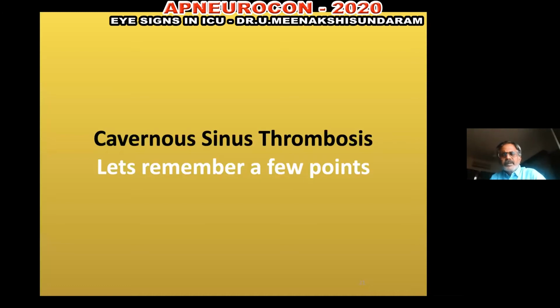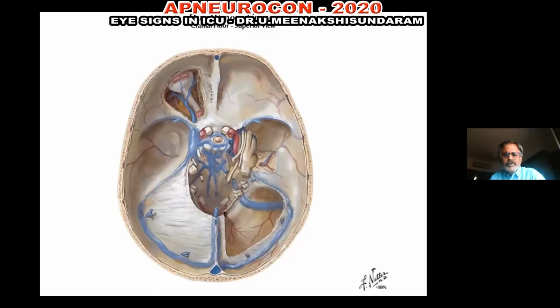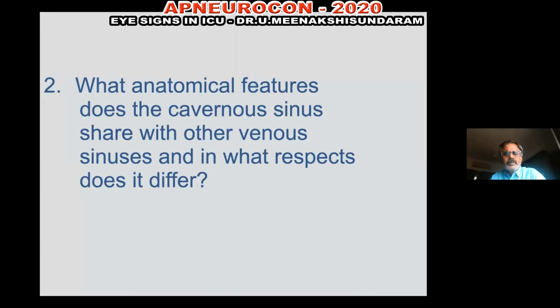A word about cavernous sinus thrombus. When you talk about complex eye movement problems, let us remember a few points about the cavernous sinus. We know that this is the cavernous sinus. This is where it is. And in what way is it different from other venous sinuses? What does it share? In what way is it different?